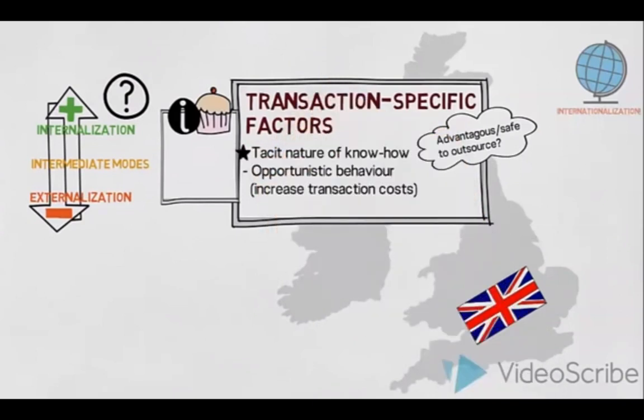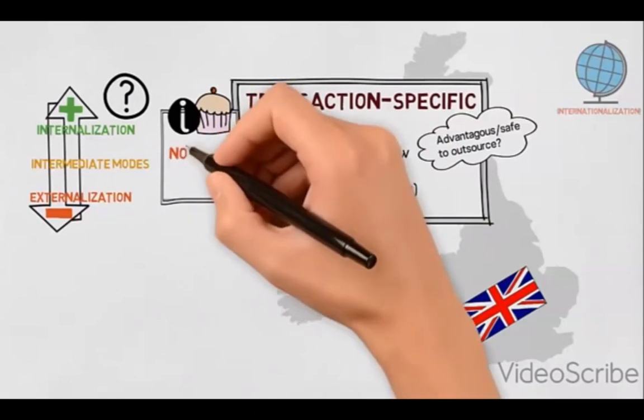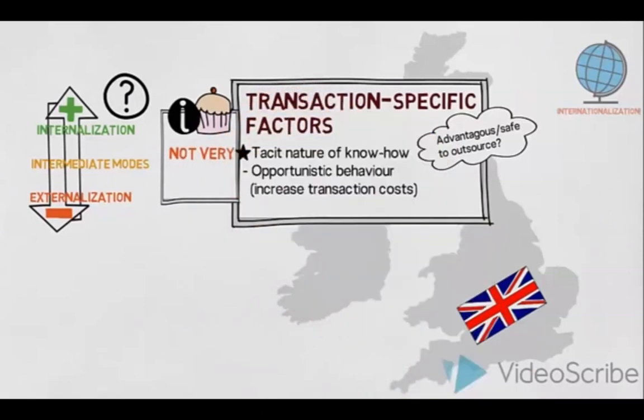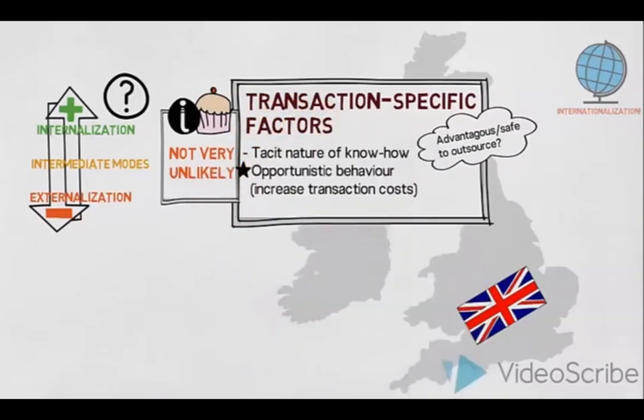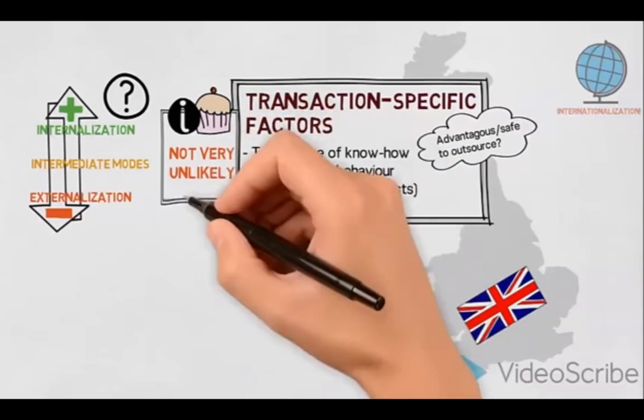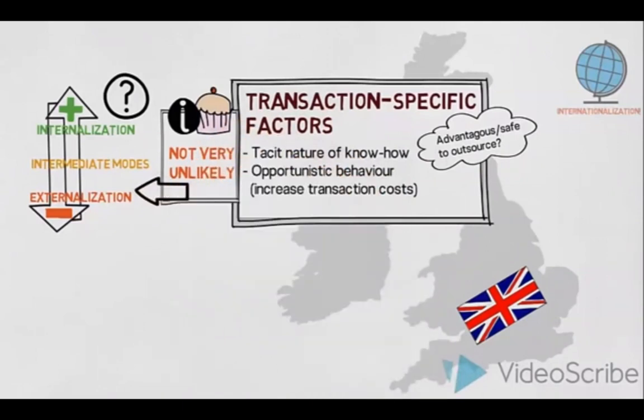The know-how and product benefits connected with the cakes and desserts are not considered difficult to transfer and explain to an independent partner. French cakes consider it unlikely that an independent partner will show opportunistic behavior. Marketing and selling their cakes and desserts will not reveal secret recipes. So, an evaluation of the transaction-specific factors has also revealed an indication towards externalization.